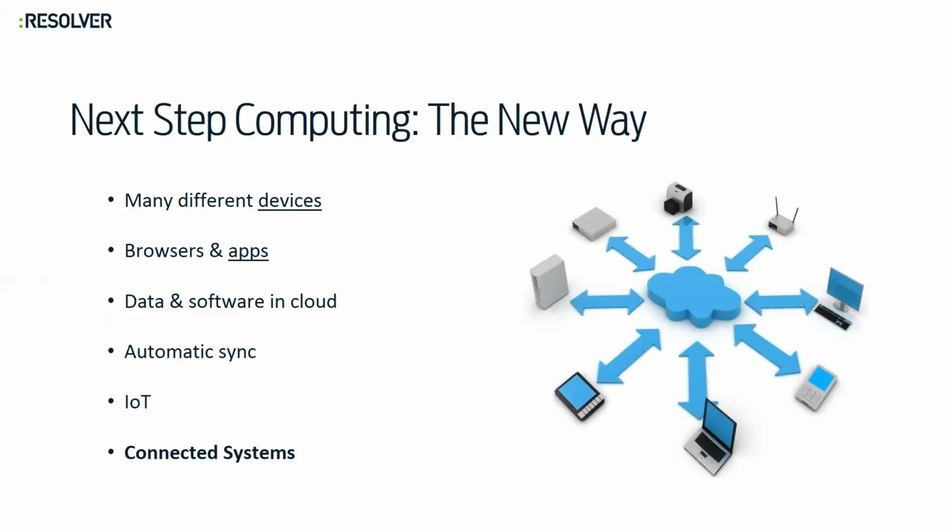Of course, you get data and software in the cloud, so where that security server sat in the corner and was yours, now a lot of security groups move to data in the cloud, and systems in the cloud. Automatic sync, so data that moves really, really quick, and connected systems. Now you'll see I have connected systems in bold.